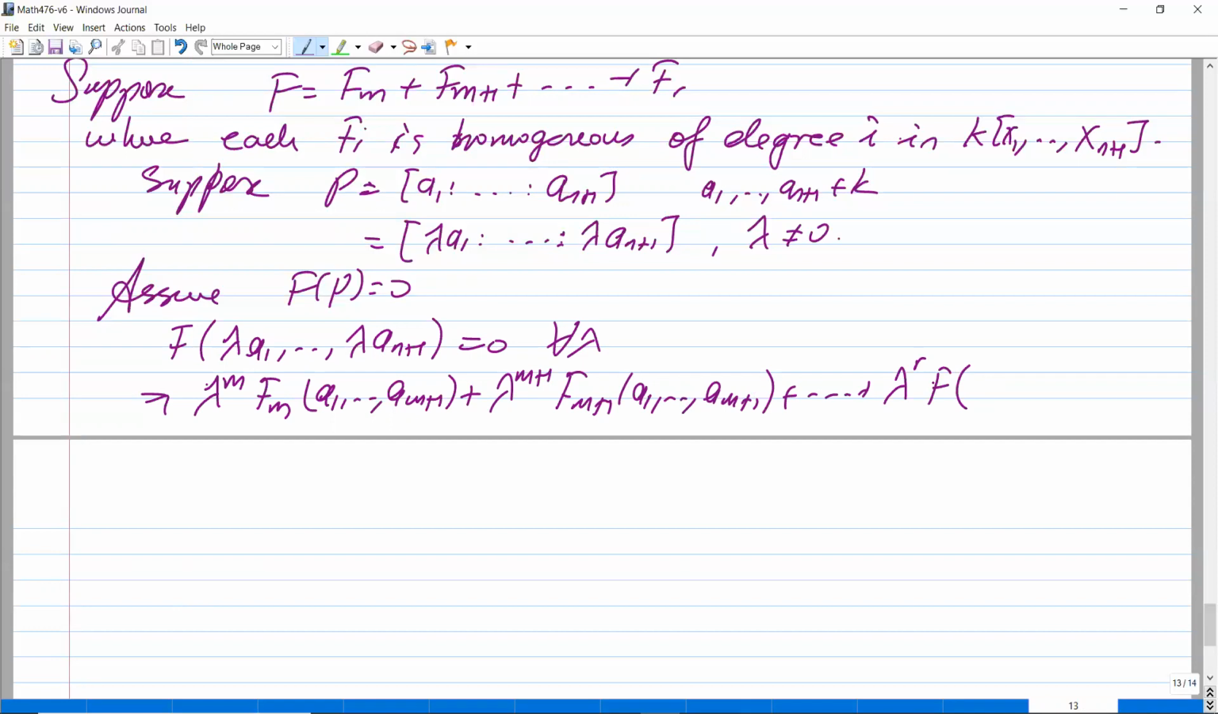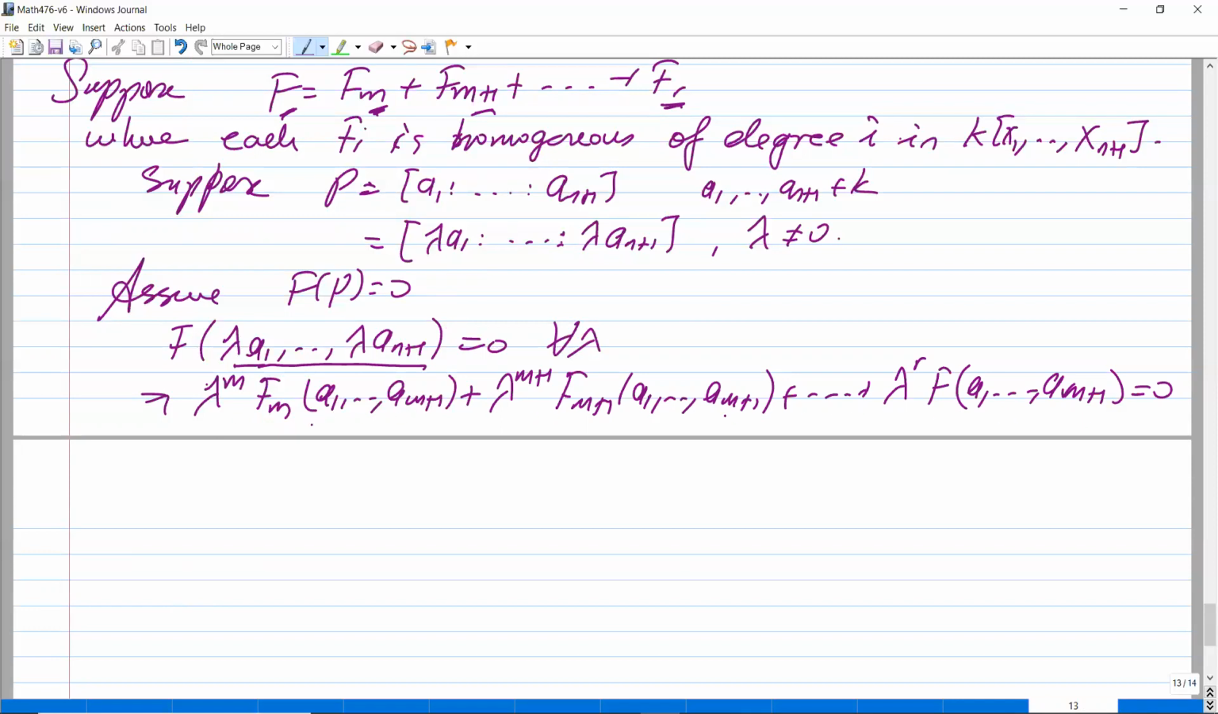When you write it, I did not write one step. This should be 0. So the one step is that you evaluate these forms Fm, F(m+1), through Fr at the point lambda A1, ..., lambda times A(N+1). When you evaluate these forms at this point, you get this one.